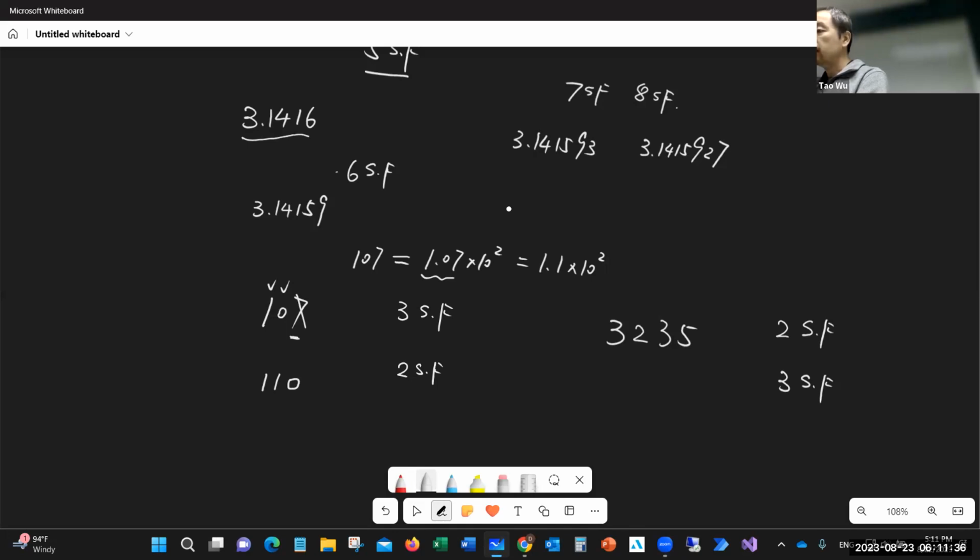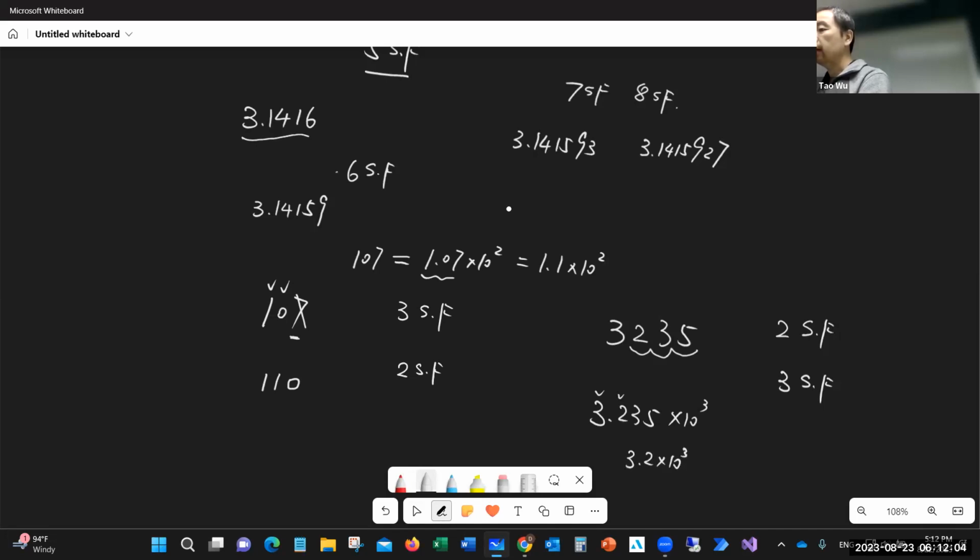Okay, so let's look at this. First, let's look at if we convert that to scientific notation, that's just 3.235, and you know the decimal is over here, 1, 2, 3. You move it 3 times, so times 10 to the third, and then you round this to 2 sig figs. So 1, 2. Look at the next one, 3. So you cut it off. So that's 3.2 times 10 to the third.